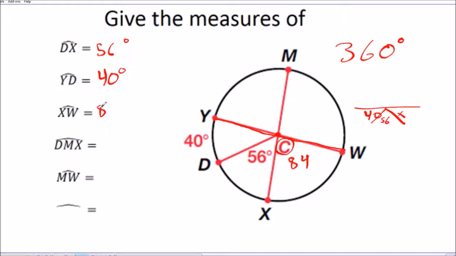So XW is 84. DMX, let's see, D to M to X. Okay, that's most of the circle. So what I think is the easiest way to do that, you can think about what's included in that arc, but I think what's even easier is to think about what's not included. And what I see that's not included is that. So we know the circle's going to sum up to 360. The 56 is not being included, so what I'm going to do is 360 minus 56, and that should be 304.